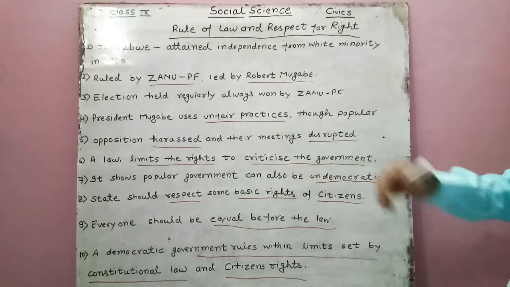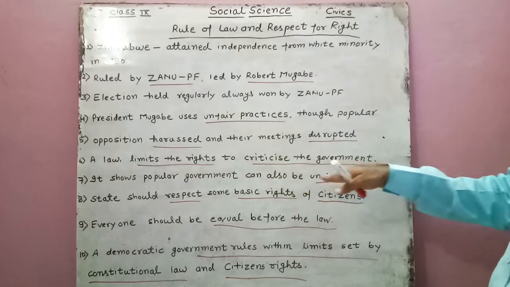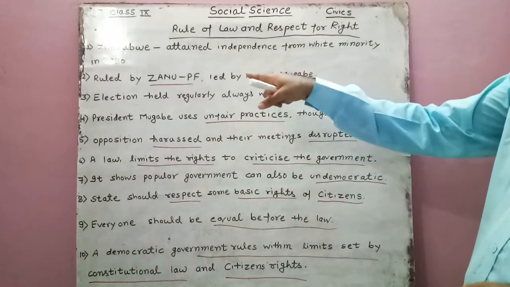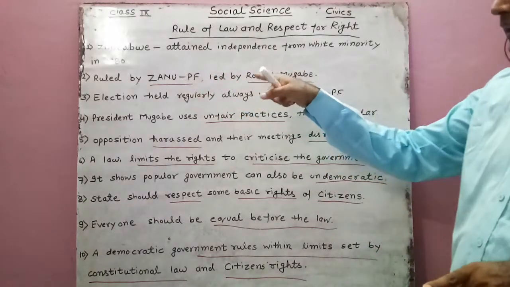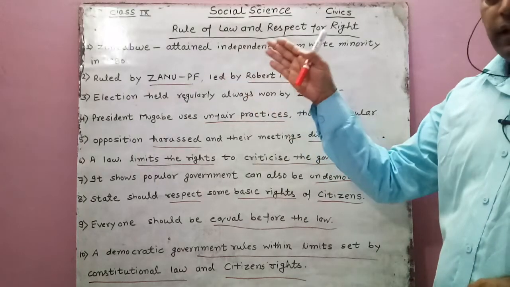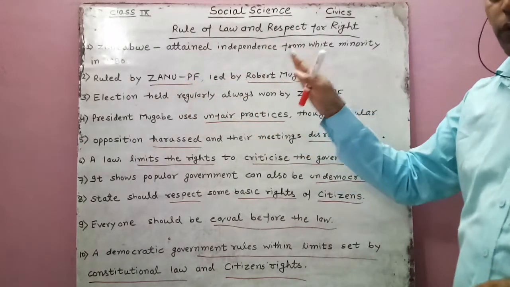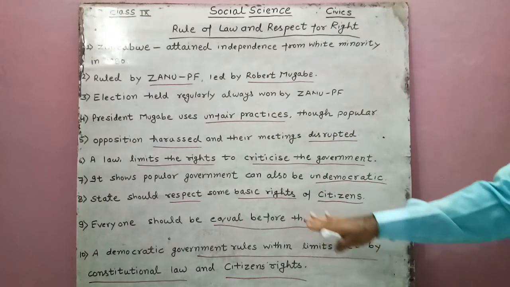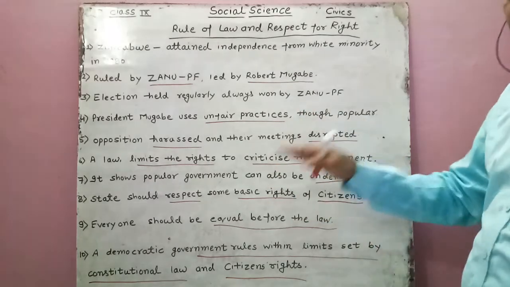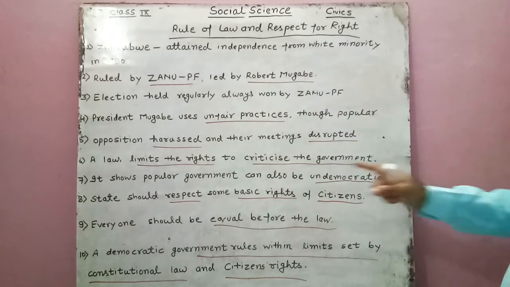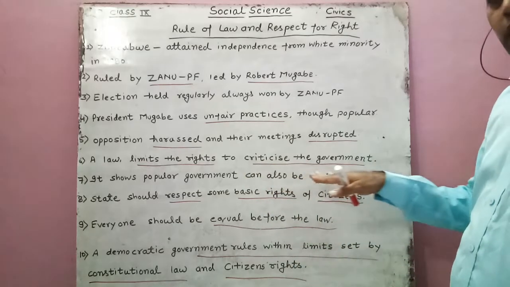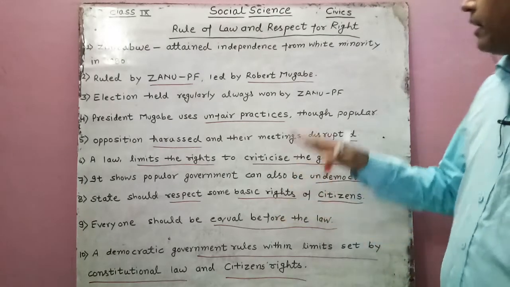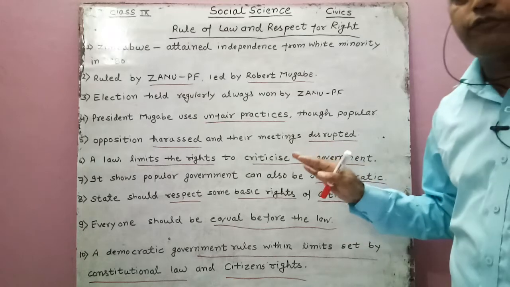It shows that a popular government can also be undemocratic. Why? Because Robert Mugabe, ruling through ZANU PF, controlled the country through elections but used unfair practices. The steps taken by Robert Mugabe are undemocratic. That's why their government is an undemocratic government. Why? Because they never respected rights and the rule of law.